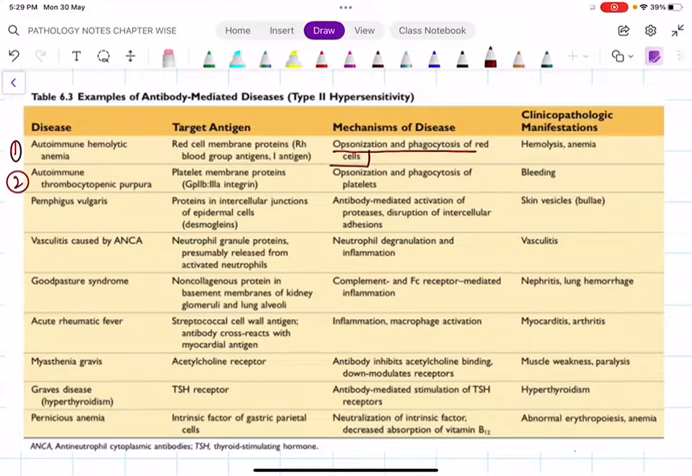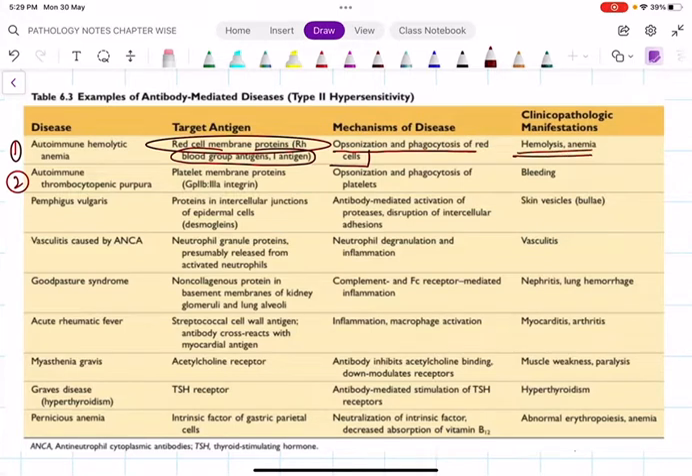The patient will present with autoimmune hemolytic anemia. Here phagocytosis of red cells is happening. Antibody is produced against what? Red cell membrane antigen, which may be either an Rh blood group antigen or an I antigen. You will see this in hematology. Clinically, the patient will present with hemolysis and anemia.